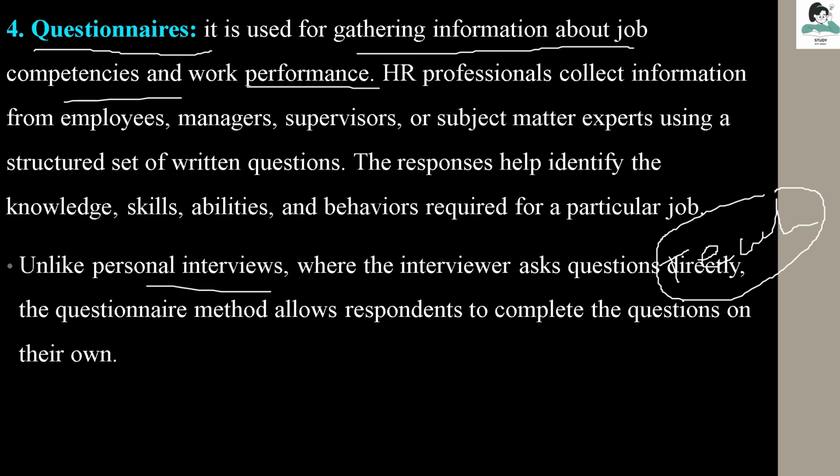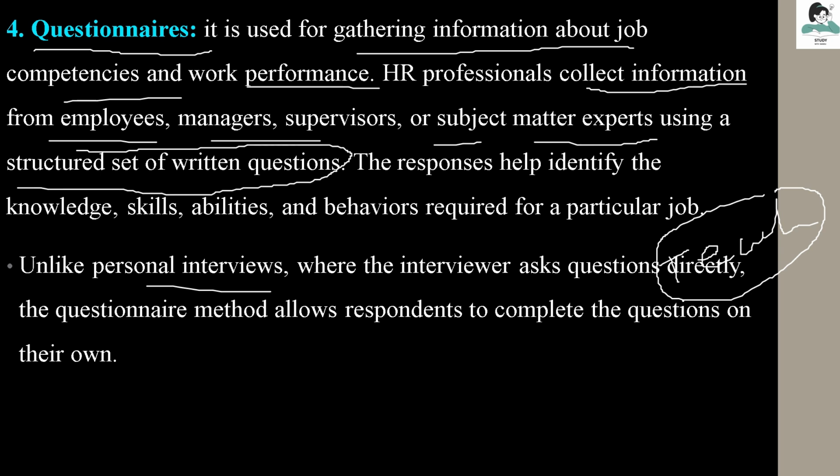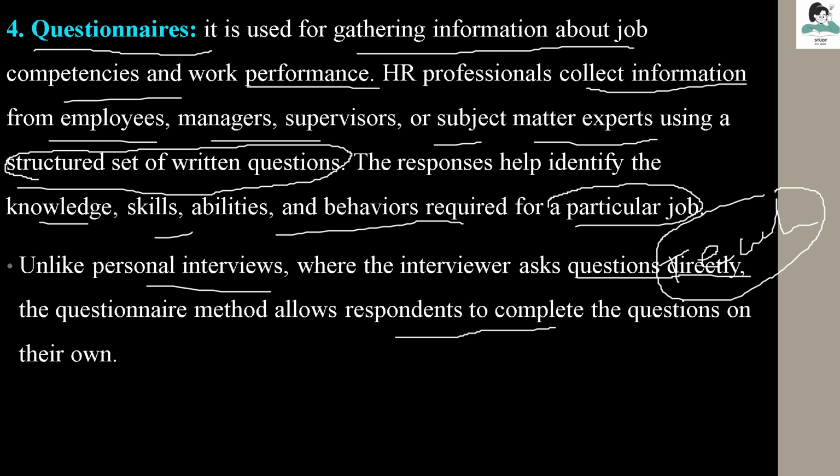So here, HR professionals collect information from employees, managers, supervisors, or subject matter experts using a structured set of written questions. Okay, a structured set of written questions. The responses help identify the knowledge, skills, abilities, and behavior required for a particular job. Unlike personal interviews where the interviewer asks questions directly, the questionnaire method allows respondents to complete the questions on their own.